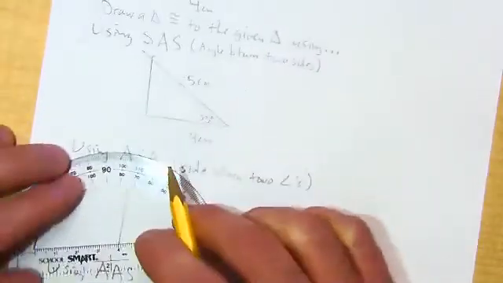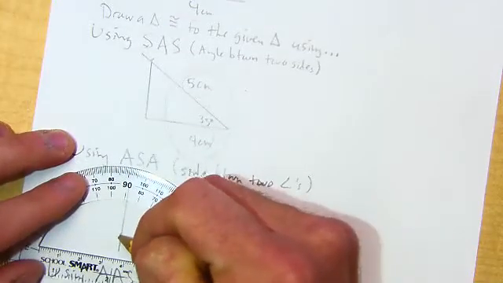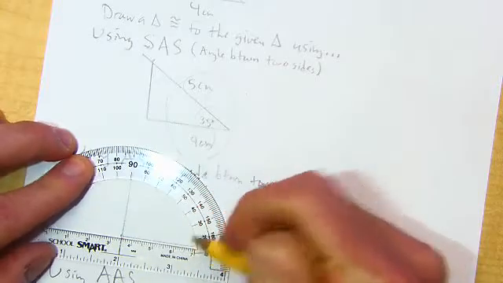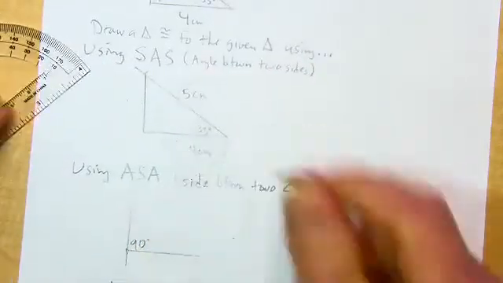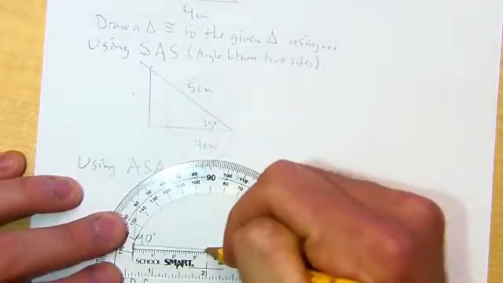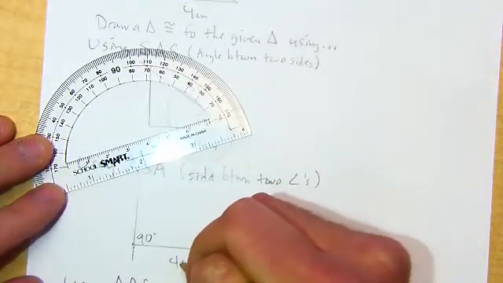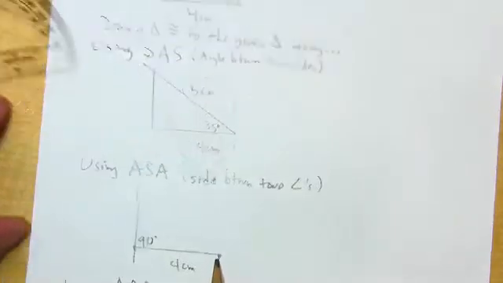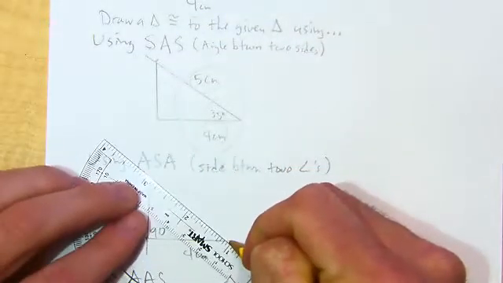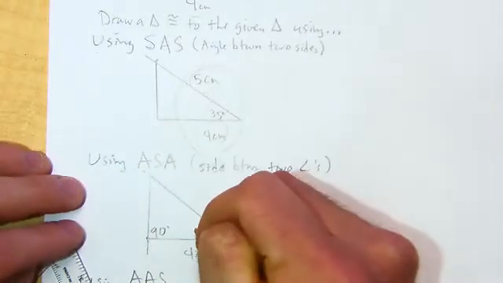Okay, I'll start by making a 90. Say, probably right there, right? Okay, so that's a 90. I'll make this bottom side 4. I don't know if I made it long enough. Go a little longer. Okay, there's 4 centimeters. And then I'll make this angle be the 35. Okay, and that should be enough to make a congruent triangle.